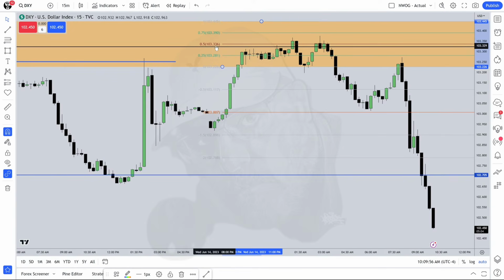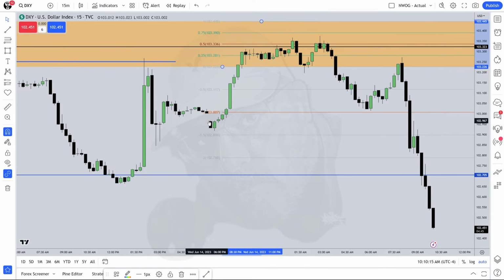103.336. The midpoint of any gap, that being a fair value gap or a real liquidity void. A liquidity void would be like this little area right there. See, there's no overlapping of any wick or candle body. It opened here and it closed here. There's no price data here at all. That's a real liquidity void.